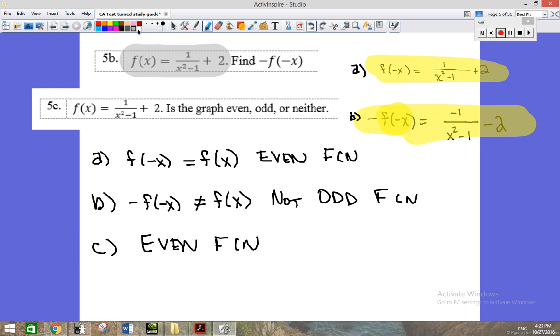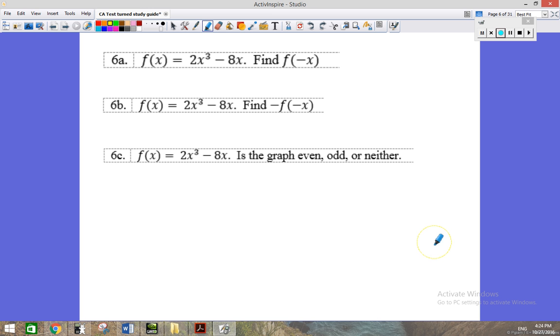I'm trying to highlight in yellow what my final answers were. My final answer for part A, it said find f evaluated at negative x. On the right hand side there, I found it. In part B, what's the opposite? It asked to find negative f evaluated at negative x. On the right hand side there, boom, found it. Since A was the same as the original, it was an even function. There's my answer in C. Done. Let's see if we can do the same idea for problem 6.